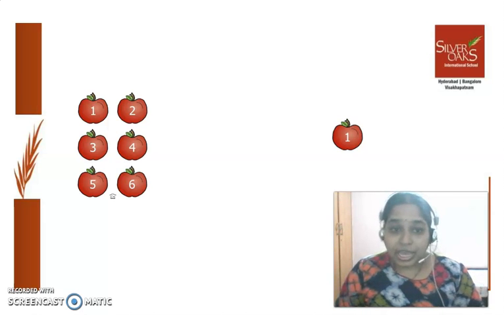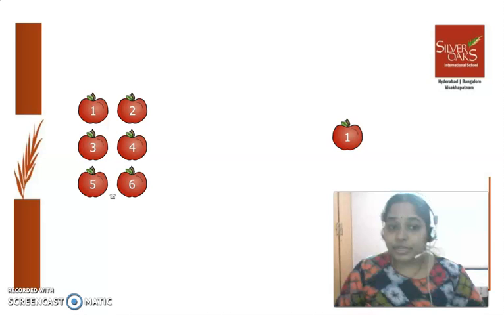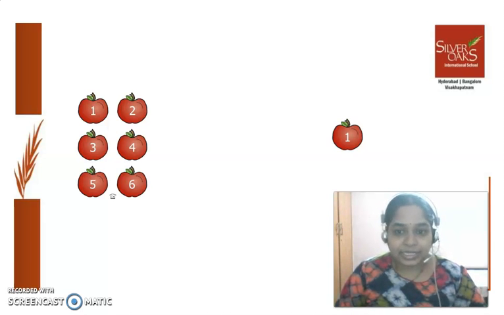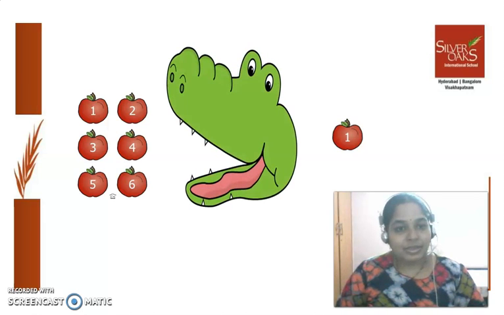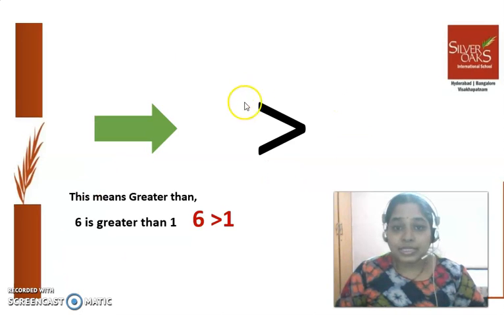For alligator, I have kept apples to eat. I have kept one apple towards my right side and I have kept 6 apples towards my left side. Now let us see how many apples will alligator eat. 6 apples. Yes, alligator will always eat the greater number. So 6 is greater than 1. This is the symbol of greater than. Always the greater number will be written towards the opening of the symbol. This is 6 is greater than 1.